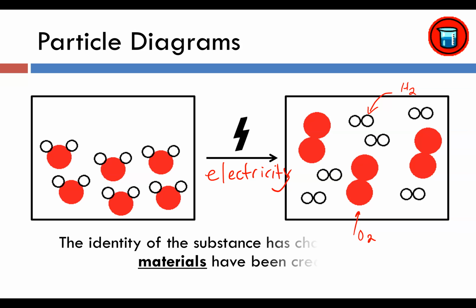But as long as you do not draw water molecules in the products box, you're going to get credit for your answer. This is definitely a chemical change because the identity of the material has changed. We've created brand new substances. You definitely don't have to be a great chemistry student to know that the picture of the molecules in the left-hand box is very different from the right-hand box, and that's what makes it a chemical change.